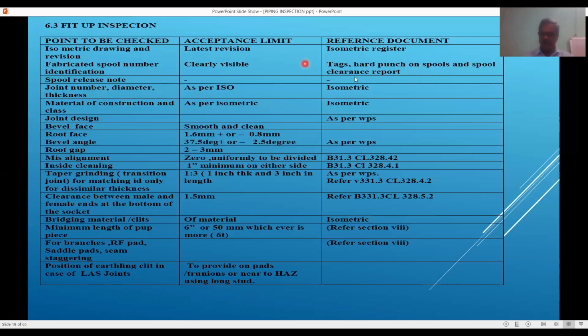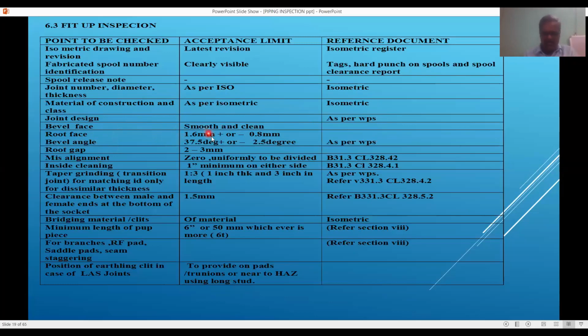Then the spool release note; sometimes a spool release note is also required. Joint number, diameter, and thickness as per the ISO; you have to refer to the isometric drawing. Material of construction and class as per the isometric. Joint design as per WPS. WPS means welding procedure specification. Bevel face should be smooth and clean. You should check all these things physically.